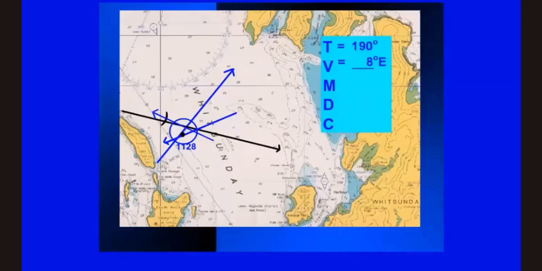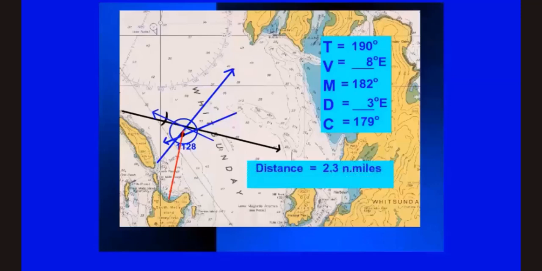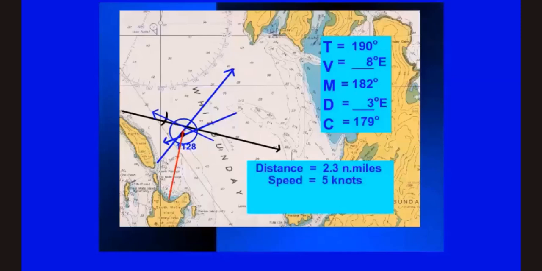Variation, 8 degrees east, subtract. Magnetic then, 182 degrees. The deviation, 3 degrees east, subtract. So the compass course is 179 degrees. If we steer so our compass reads 179, then we should arrive right at the jetty. If we measure the distance from our 11:28 hours OP to the jetty, we find that it's close to 2.3 miles. So if we're still doing 5 knots, our ETA, estimated time of arrival, at South Mole Jetty is 11:58 hours. 1 mile will take us 12 minutes at 5 knots.